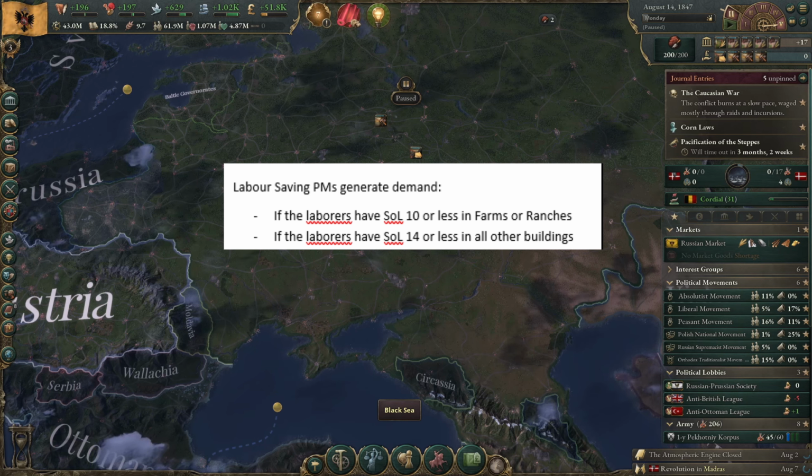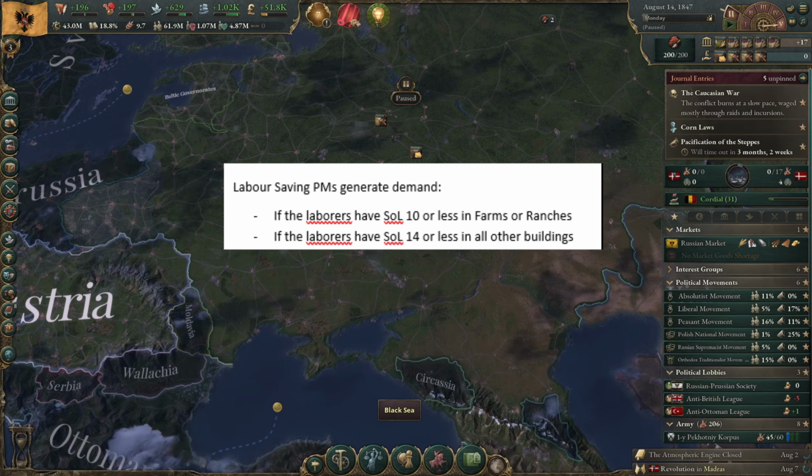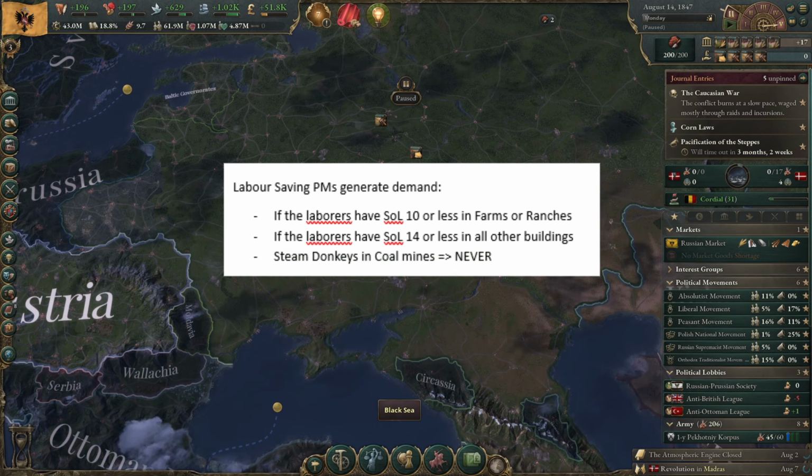And as long as you have a lot of peasants, you will rarely have laborers above standard of living 14, I think. So you can very likely always activate labor saving production methods not used in farms or ranches, and you will generate more demand. Except steam donkeys in coal mines.